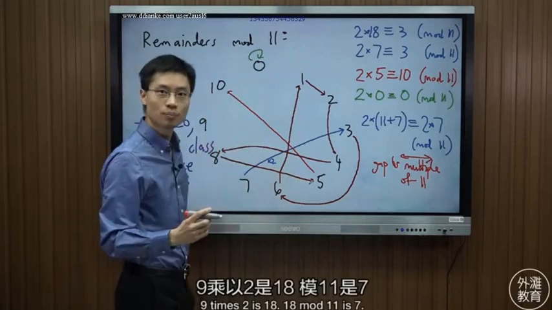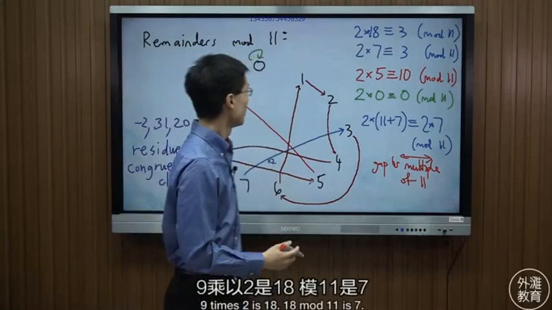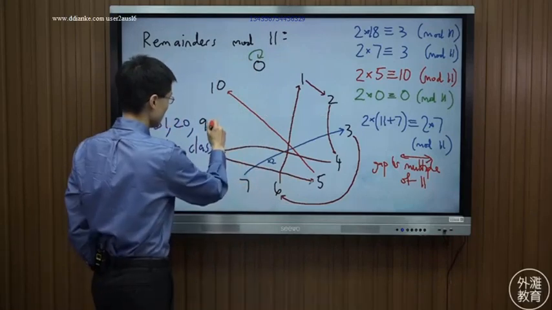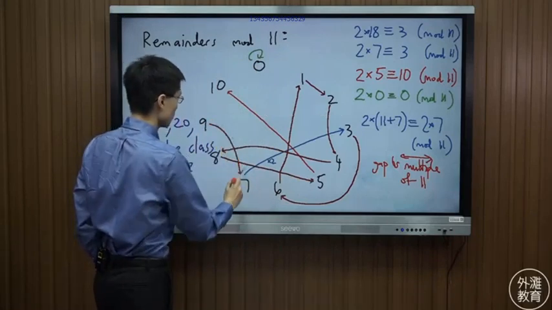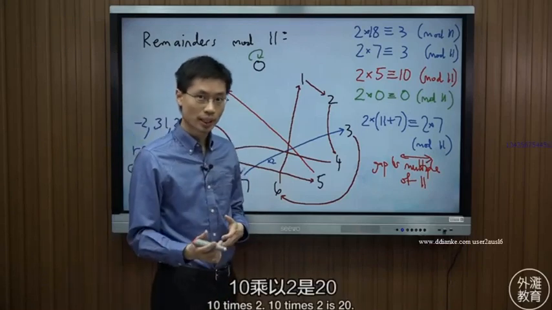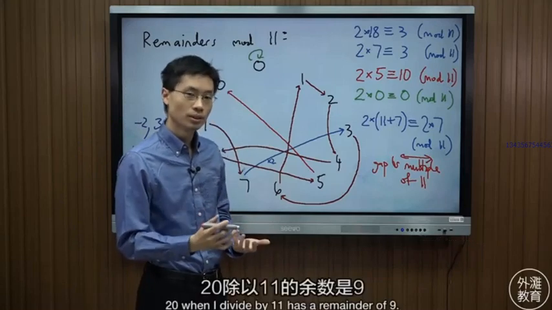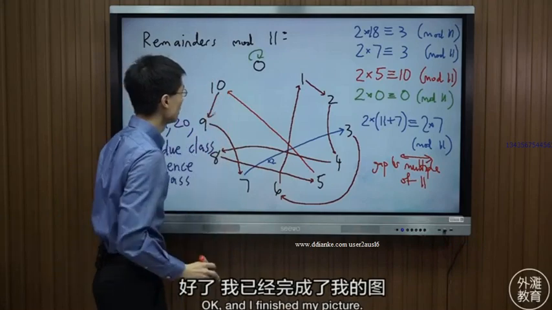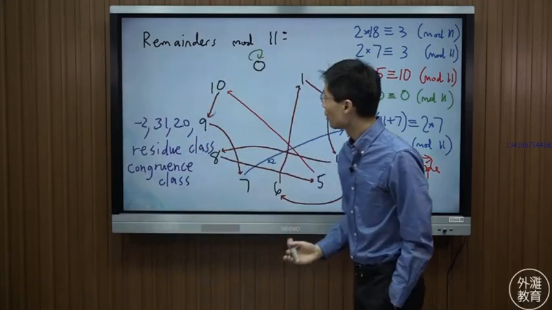9 times 2 is 18. 18 mod 11 is 7. 10 times 2 is 20. 20, when I divide by 11, has a remainder of 9. Okay, and I finished my picture.